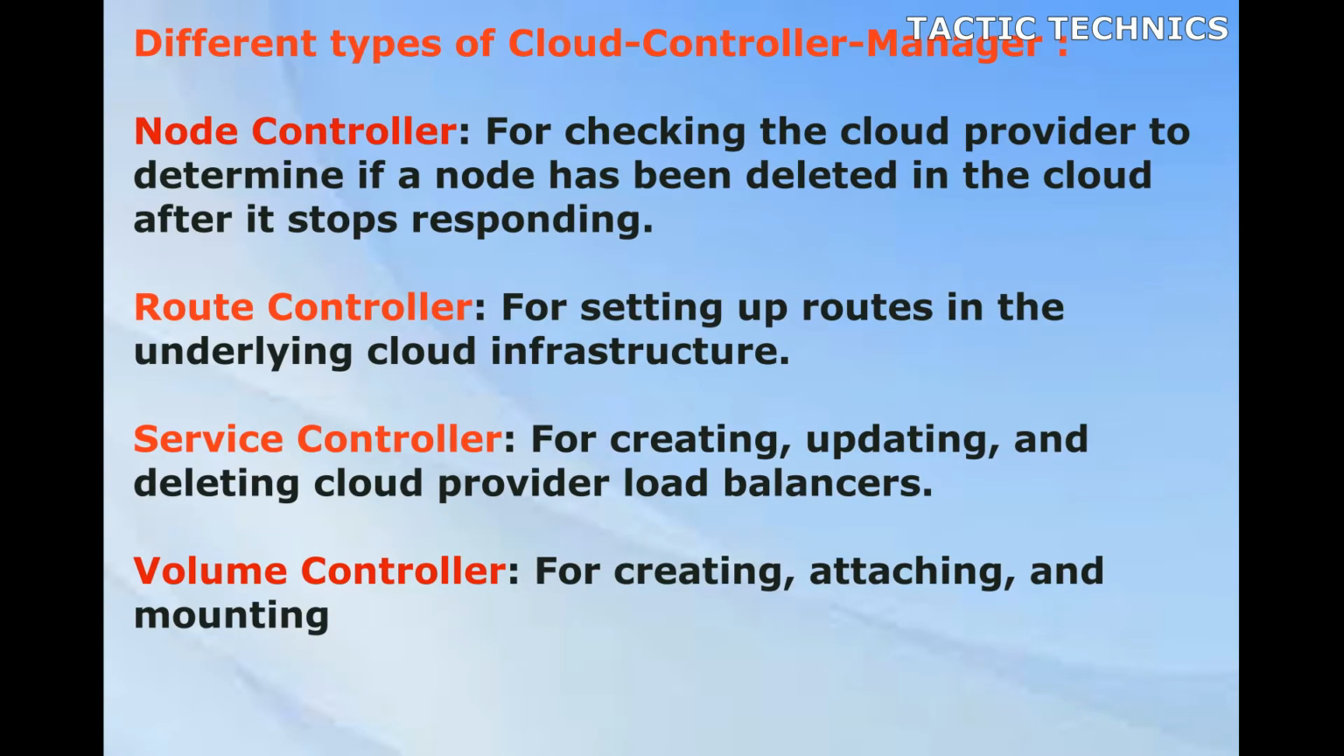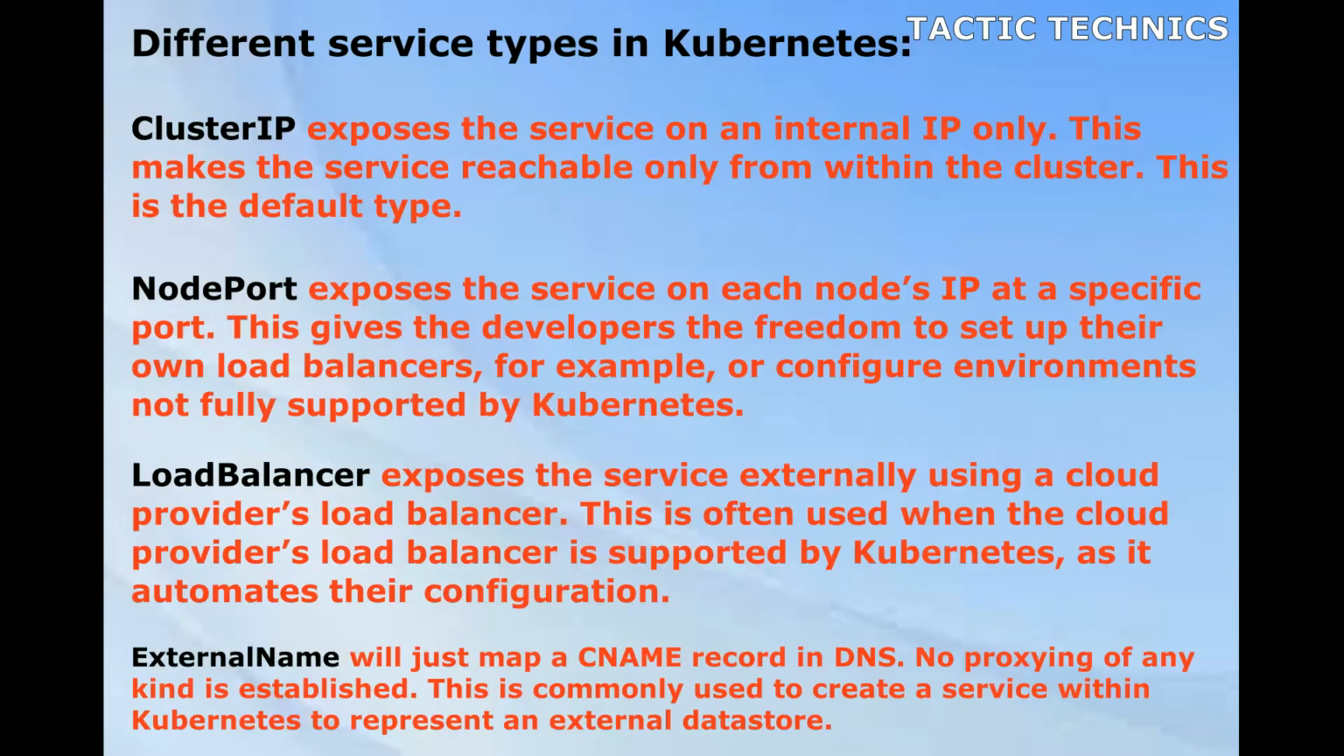Different types of Cloud Controller Manager. Node Controller checks the cloud provider to determine if a node has been deleted in the cloud after it stops responding. Route Controller sets up routes in the underlying cloud infrastructure. Service Controller creates, updates, and deletes cloud provider load balancers. Volume Controller creates, attaches, and mounts volumes.